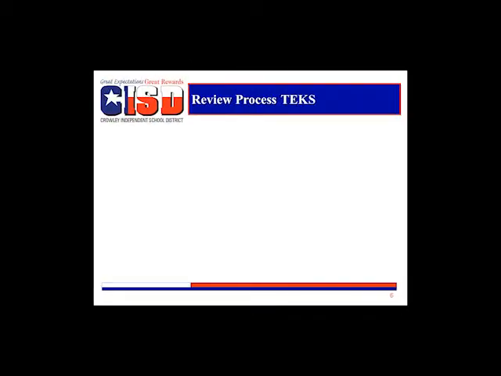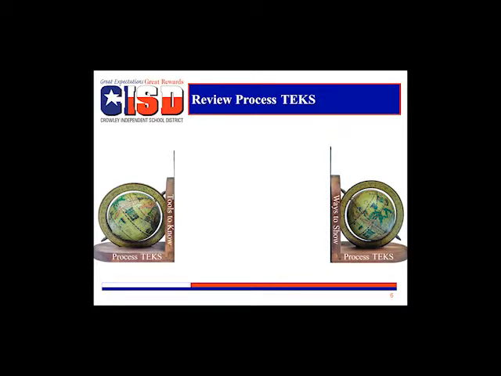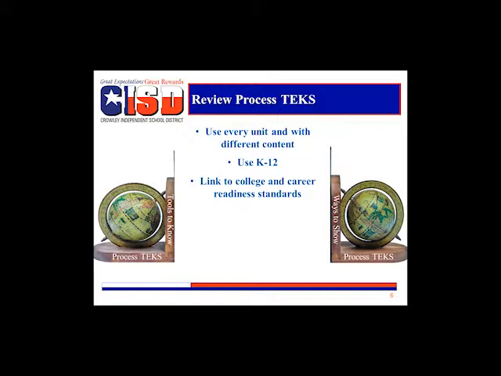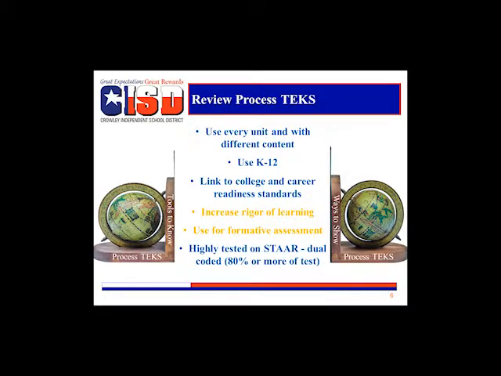Before we complete the content builder for the upcoming units, let's take a minute and review the process TEKs, as well as understand the structure of the content builder. Process standards are the bookends for learning. Without them, the standards, called the books for this purpose, would fall off the shelf. Process standards are used in every unit and with different content, used kindergarten through 12th grade, linked to college and career readiness standards, increased rigor of learning, are used for formative assessment, and are highly tested on STAAR. Today, we will focus on these two orange statements as we plan our instruction.